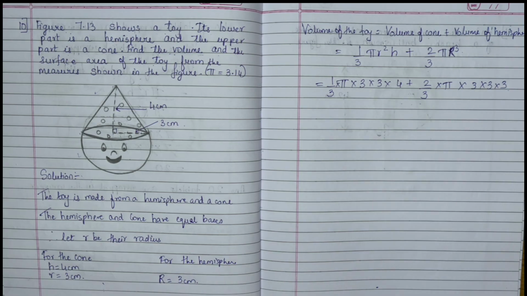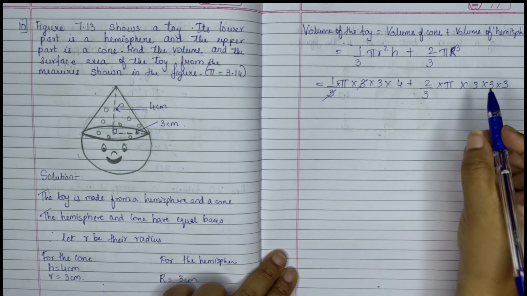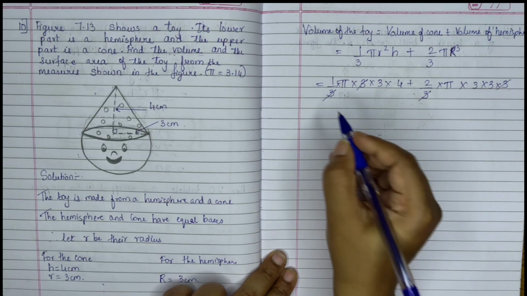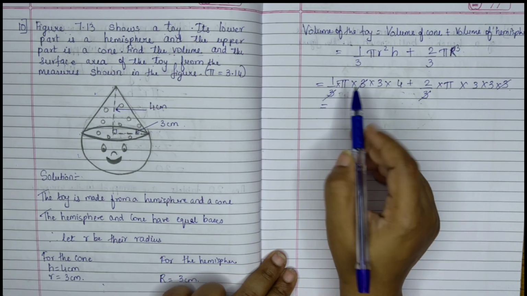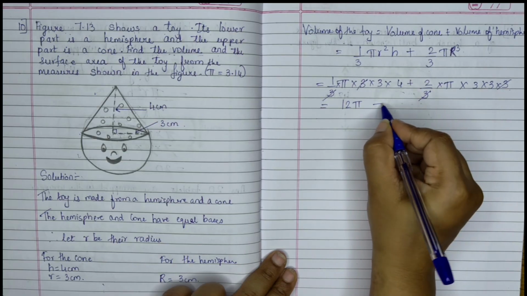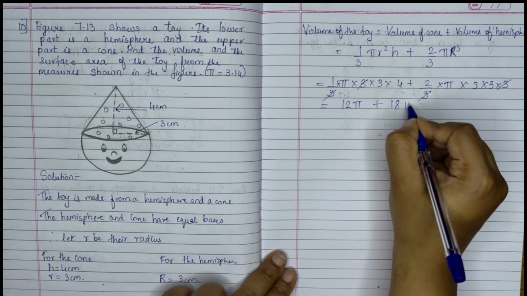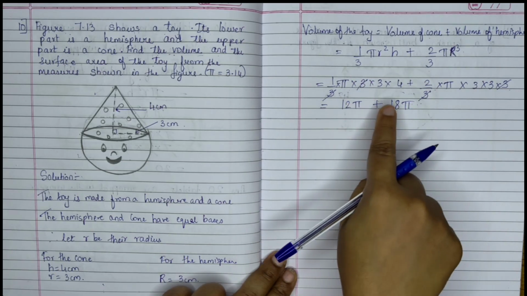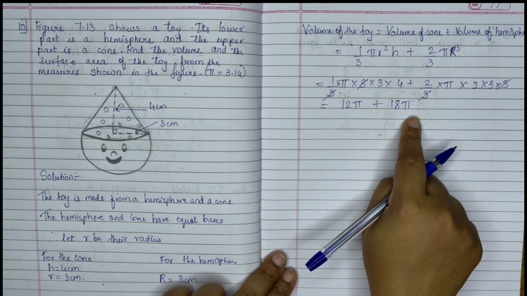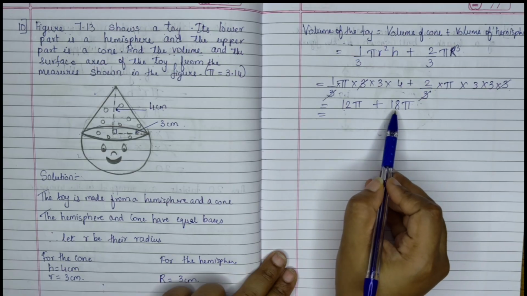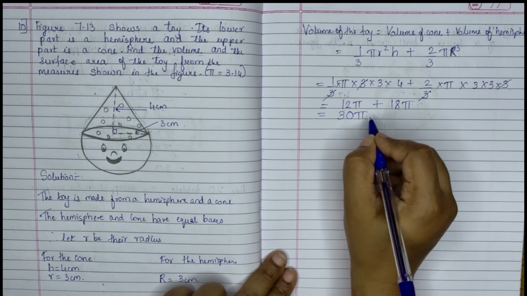Now we can reduce this, keep the pi as it is. This 3 and this 3 will get cancelled. What is left is 4 3s are 12, 12 pi, plus 3 3s are 9, 9 2s are 18 pi. Now you add these two numbers, 18 plus 12 is 30 pi.